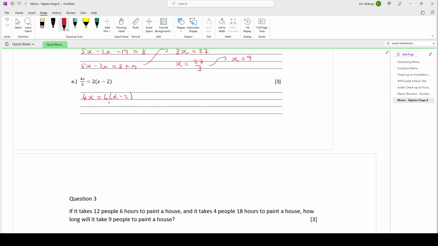Now, again, many options we can do. I would say let's multiply the 6 into the bracket. So then we have 4x equals, and 6 times x is 6x. 6 times negative 2 is negative 12.